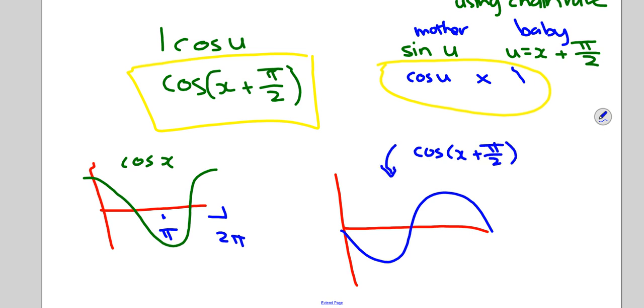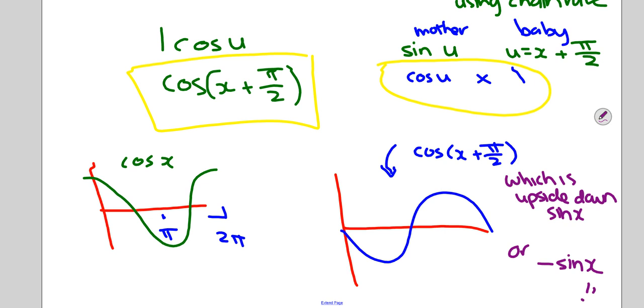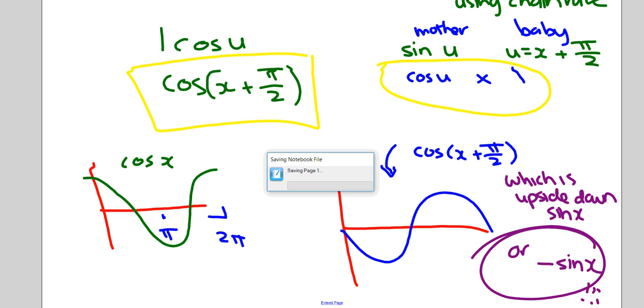What's that the same as? Sine. Close, but the opposite sign. Yeah, it's the upside down sine, isn't it? So cos x plus pi over 2 is upside down sine x, or negative sine x. So we've used a bit of horizontal translation and a little bit of chain rule to prove why the derivative of cos x is minus sine x.